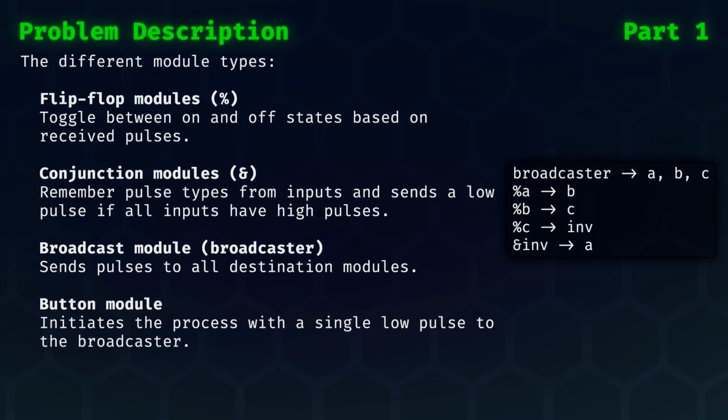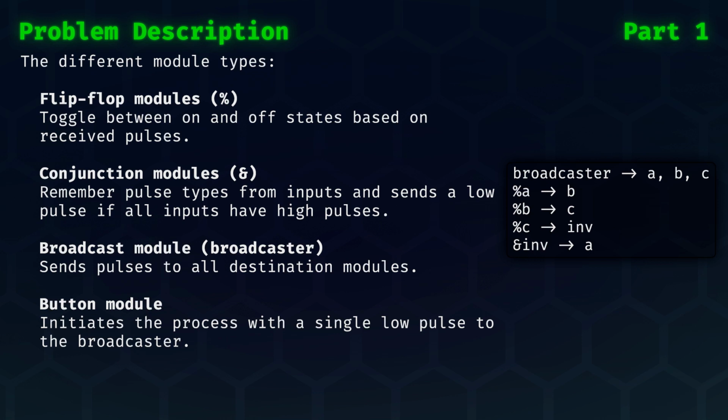To further clarify, the following module types can be encountered in our input. First, we have the flip-flop modules, which are prefixed with a % sign. They toggle between on and off states based on received pulses. Then, secondly, we have the conjunction modules, which are prefixed with the ampersand sign. They remember the pulse types from inputs and send a low pulse if all of the inputs last pulsed high. The system also has a single broadcaster module, which sends pulses to all destination modules as indicated in the input.